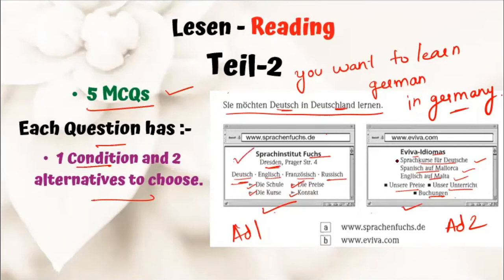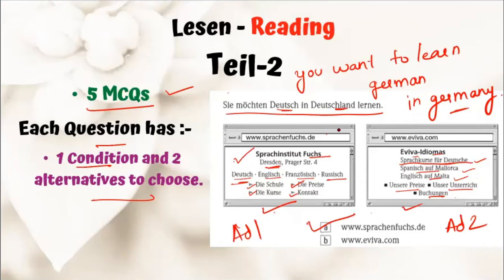Because this statement says Sprachkurse für Deutsche. This means language courses for Germans. This language course is for German people, if they want to learn Spanish in Malta and English. So this is for Germans, but the other is for any other person who wants to learn German in Germany. So we'll go with option A.